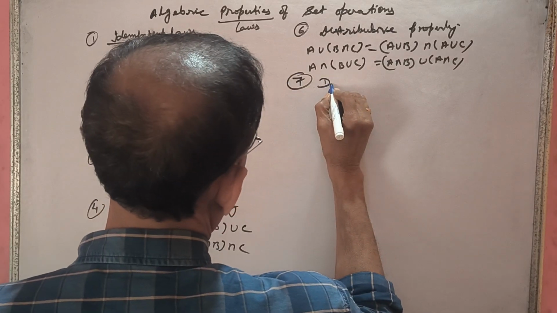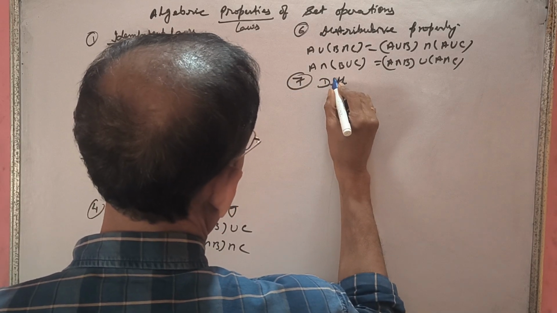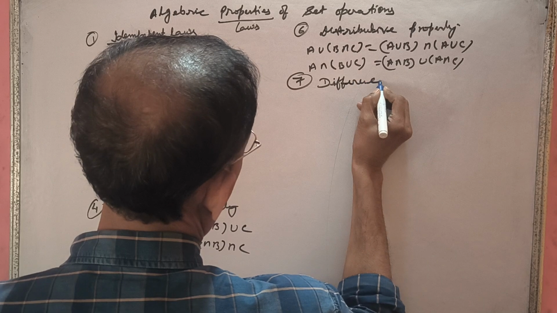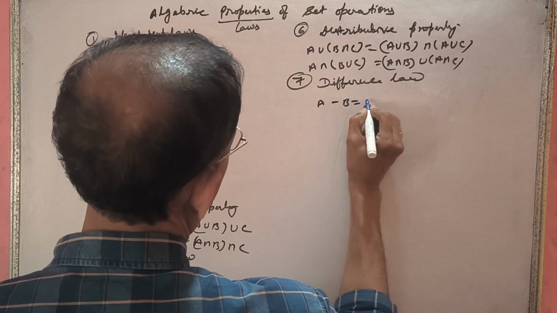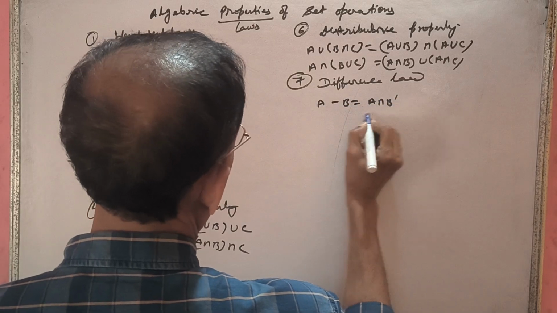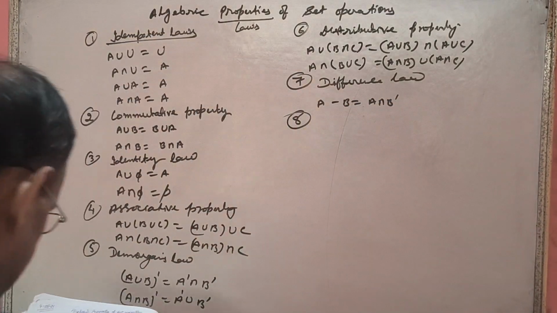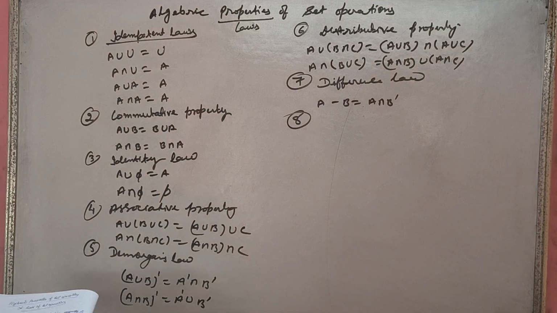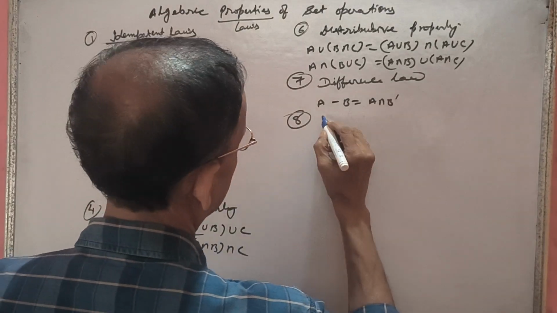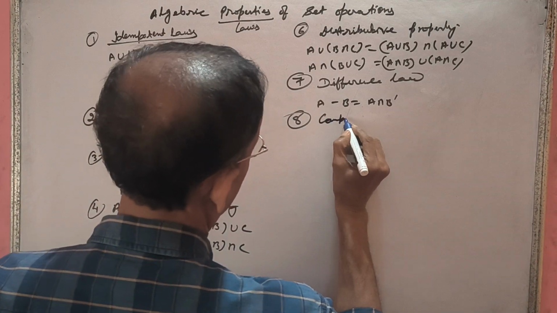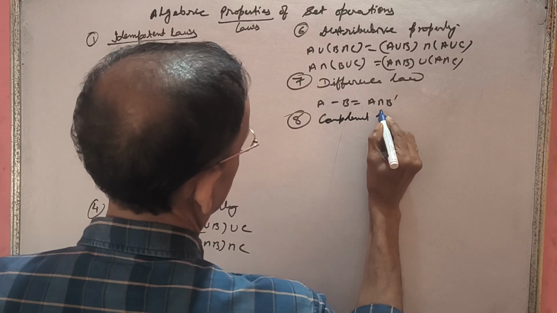Then very important is the difference law. A minus B equal to A intersection B complement. This is called difference law. Complement law also, we have already done. So let me write it once again. Complement law.